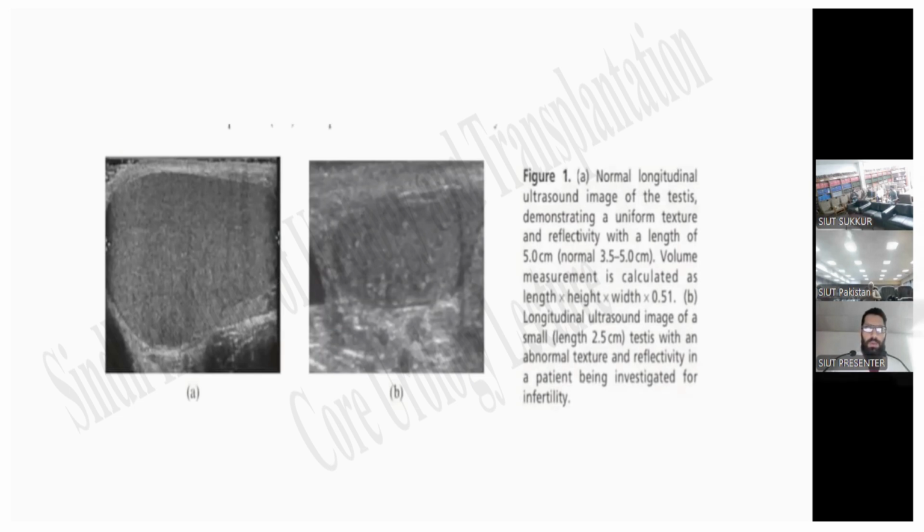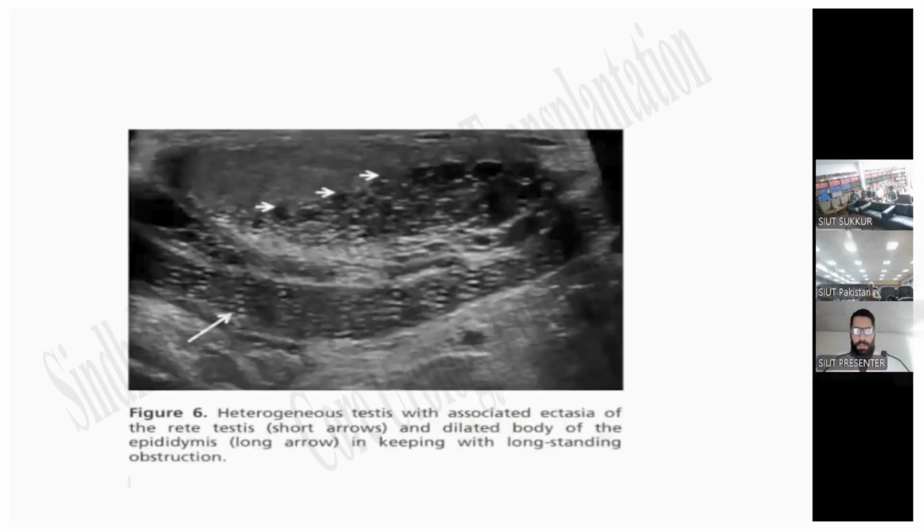The A shows a normal echo texture and normal reflectivity of the testes, while in the smaller testes, we can identify the heterogeneous texture. So this is the ultrasound image of a heterogeneous testes with associated dilatation of the rete testis, as shown with the small arrows, and a dilated body of the epididymis, shown with the longer arrow. It is due to long-standing obstruction.